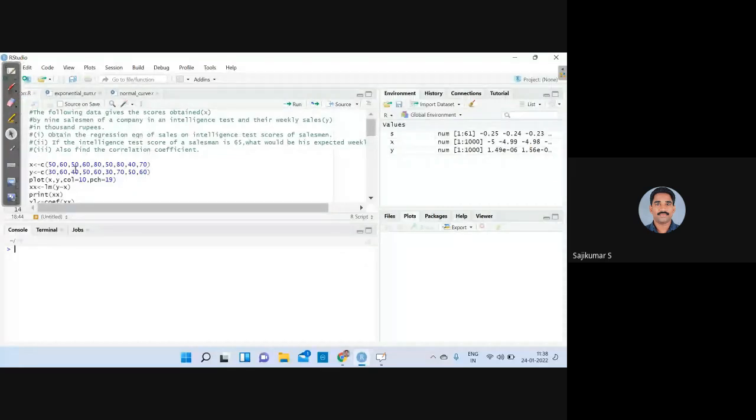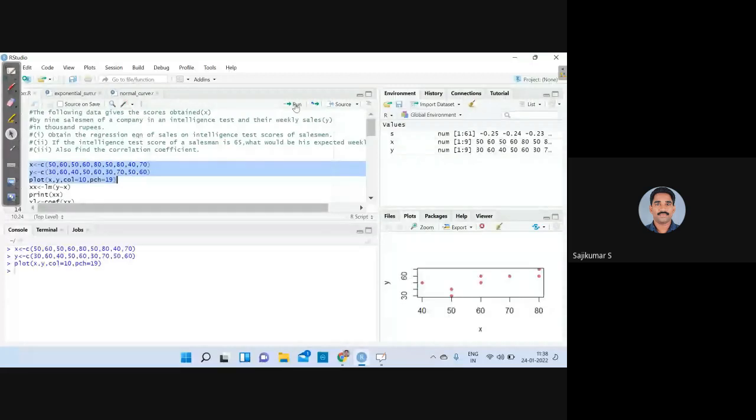The first variable x takes 9 different values: 50, 60, 50, 60, 80, 50, 80, 40, 70. And the second variable y takes another set of 9 values: 30, 60, 40, 50, 60, 30, 70, 50, 60. First of all, we are checking the relationship between the random variables. In order to get an idea about the linear relationship, we have to plot the x coordinate and y coordinate, that is called the scatter plot. We can see the scatter plot here.